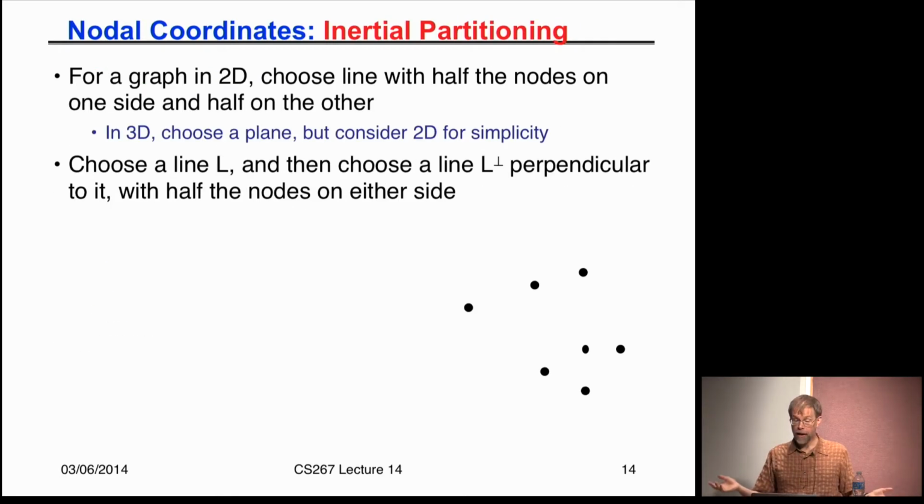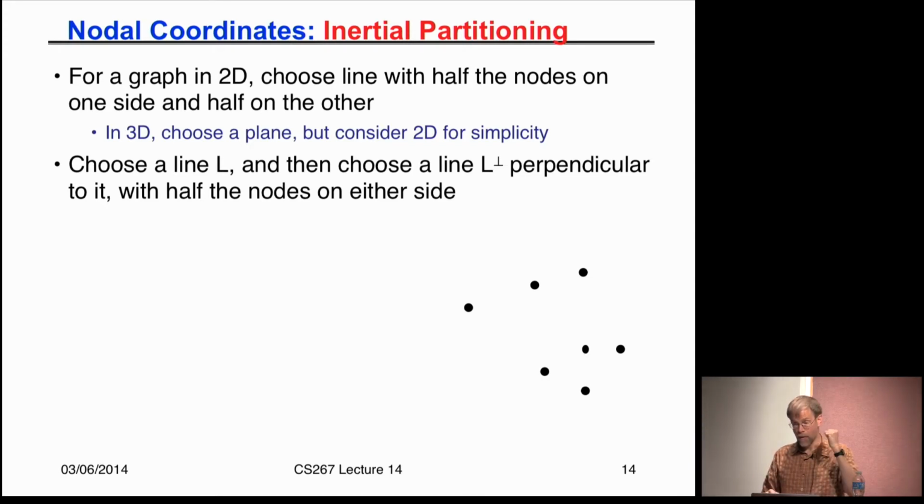So let me talk about the first heuristic that we're going to use. It's called inertial partitioning, and I'll give the physics intuition for where that name comes from on the next slide. I'm going to draw it in 2 dimensions, but it works in more. What I'm going to do for a graph in 2 dimensions is choose a line with half the nodes on one side and half the nodes on the other. And the question is, how do I pick that straight line in 2 dimensions, or a plane in 3 dimensions? The algorithm I'm going to show you step by step, but I'm going to choose a magic line, capital L, and I'll explain how to choose capital L on the next slide.